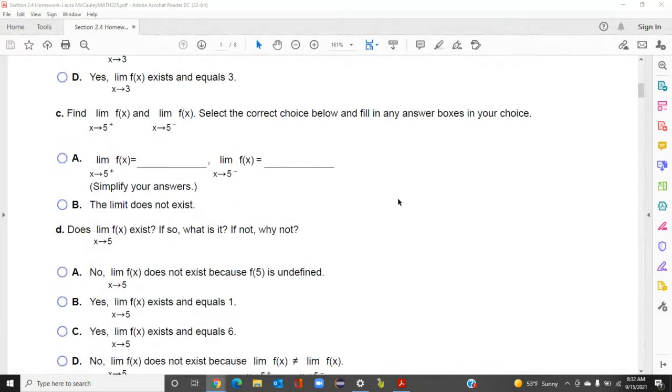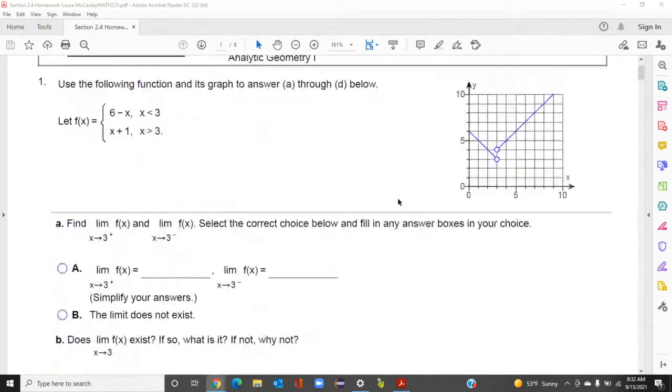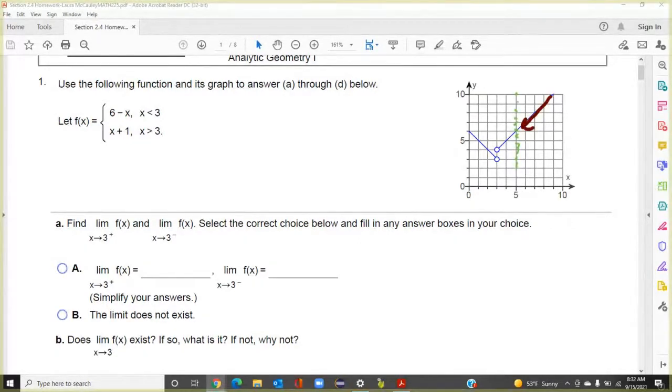All right, and then C is asking about 5 up in that graph. So let's go back to this graph and check out the number 5. So here's 5. As I approach 5 from the right, I'm going to 6. And as I approach 5 from the left, I'm also going to 6. So coming in from the left, you're going to 6. Coming in from the right, you're going to 6. That means that the two-sided limit will also be 6.